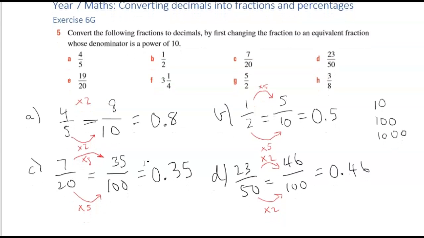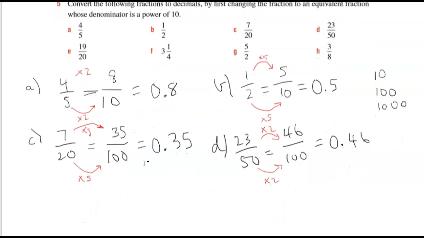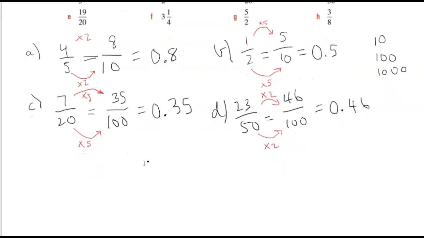Okay, I'm going to skip E and just move on to question F because we have a mixed number. Sorry, did I say F? Sometimes I don't even know what I say. Okay, we've got 3 1/4. If we're doing this as a decimal, obviously we've got a whole number here. So that 3 is going to stay, but it's only this quarter I need to change over 10.